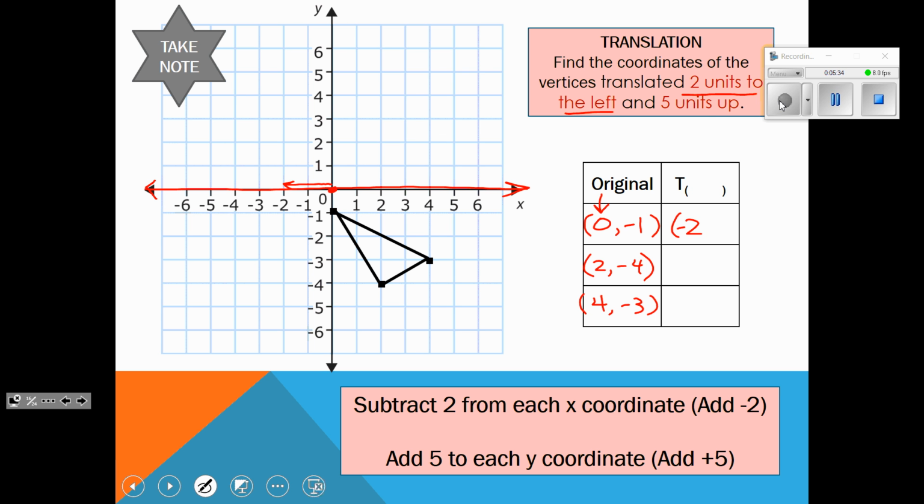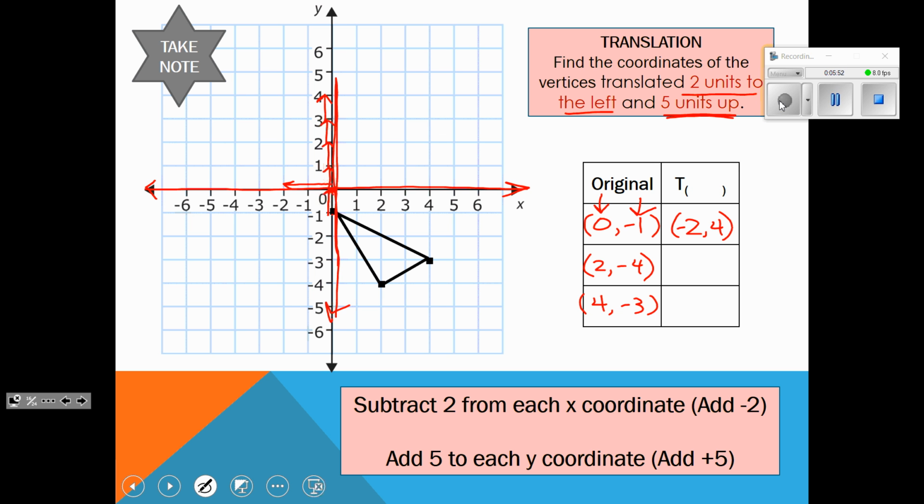Then it says it wants us to go 5 units up. Up is on the y-axis. Originally we had a -1 and we want to go 5 up. So that would be 1, 2, 3, 4, 5, which is a +4.